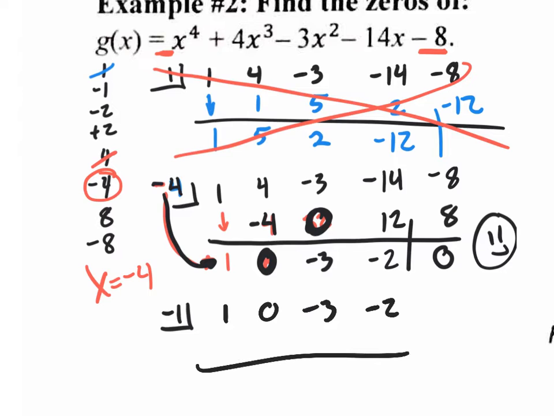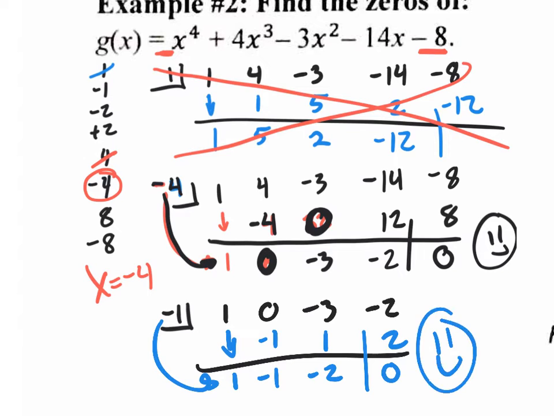So as you go down, you combine. 1 plus 0 is 1. As you go up, you multiply. Negative 1 times 1 is negative 1. 0 and negative 1 is negative 1. Negative 1 times negative 1 is positive 1. Negative 3 combined with 1 is negative 2. Negative 1 times negative 2 is positive 2. Thank goodness it works. Right? It works. Another happy face.